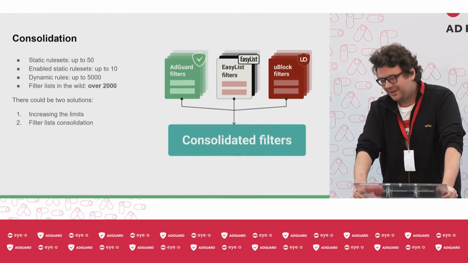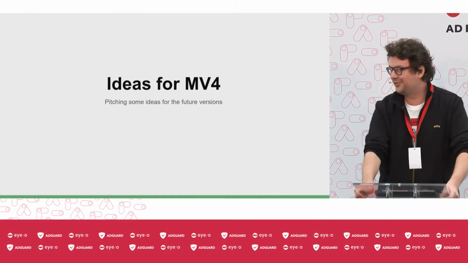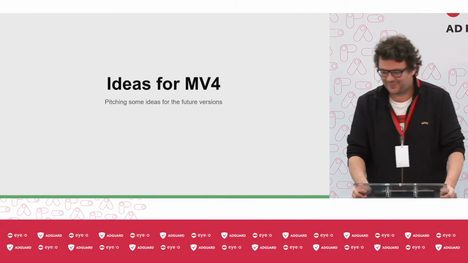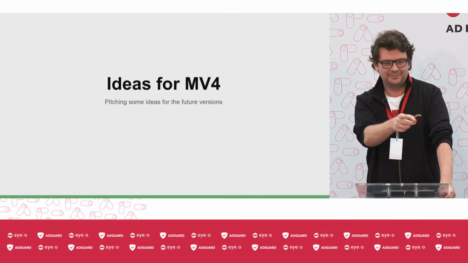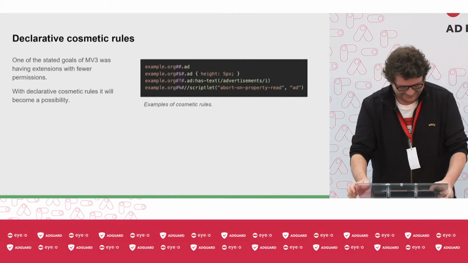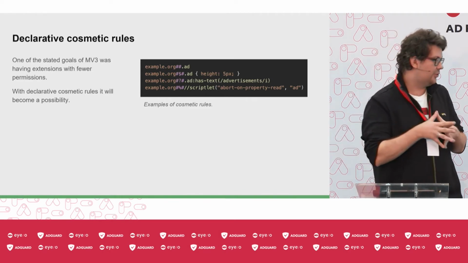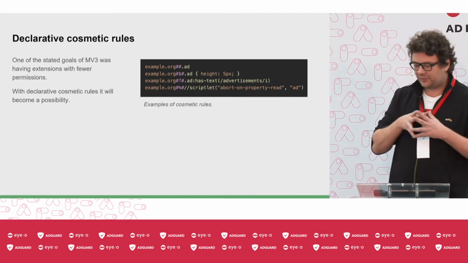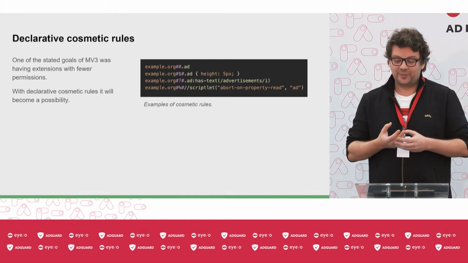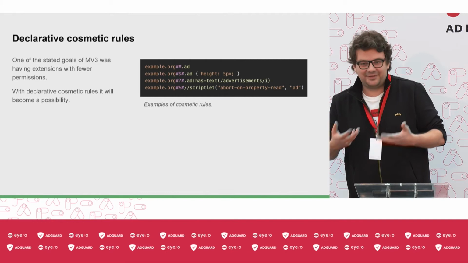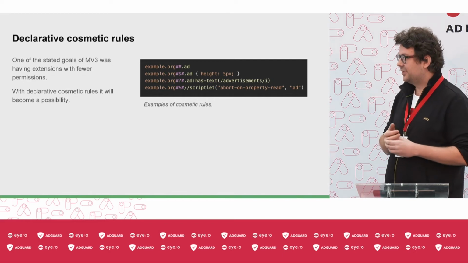And finally, a couple of ideas for MV4 as well, using the opportunity to pitch these ideas right now. Please listen. So, first, declarative cosmetic rules. One of the goals of MV3 was having extensions with fewer permissions. And this is a noble goal, this is not a bad goal, but you should give us the instruments. And the missing instrument right now is declarative cosmetic rules.